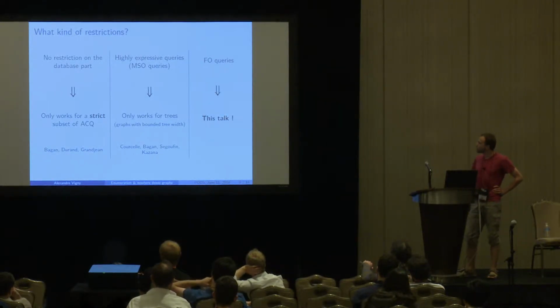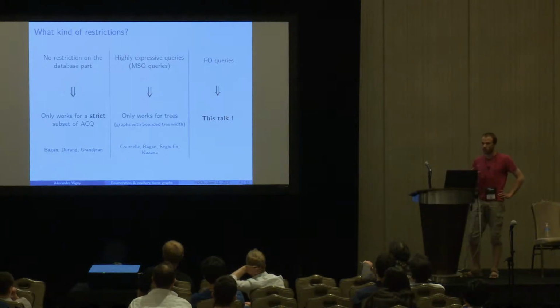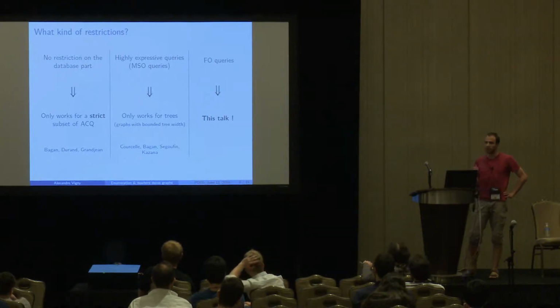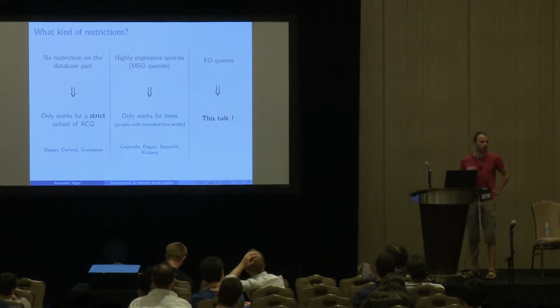So some work has been done in the following setting. We don't want to put any restriction on the database part. What queries can be enumerated efficiently? And as I just mentioned, it's not working for acyclic conjunctive queries. We have to go deeper. So a strict subset of acyclic conjunctive queries, which is free-connex. It was mentioned like 5 minutes ago.